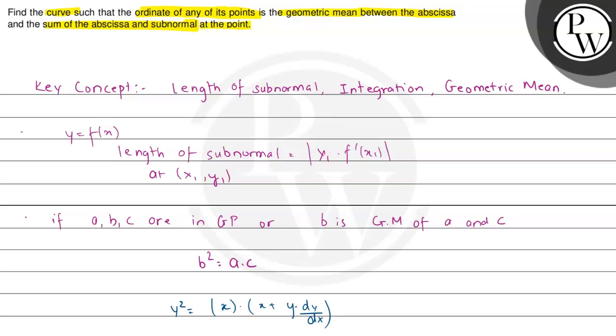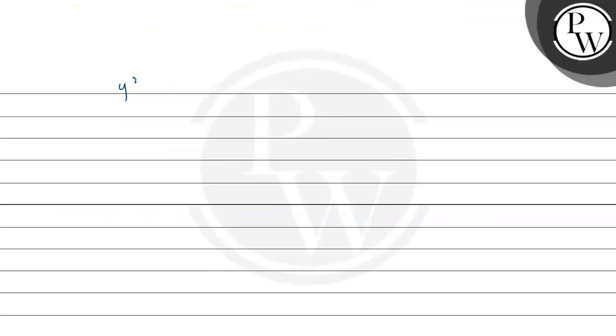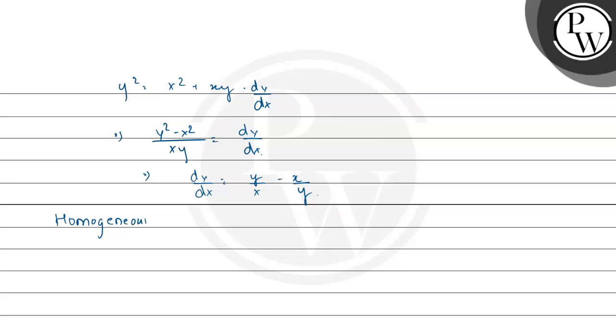Now this is our differential equation and we need to evaluate the equation that corresponds to it. On simplification, y square is equal to x square plus xy times dy by dx, which means that (y square minus x square) upon xy is equal to dy by dx. It simply means that dy by dx is equal to y upon x minus x upon y. So what we have over here is a homogeneous differential equation.